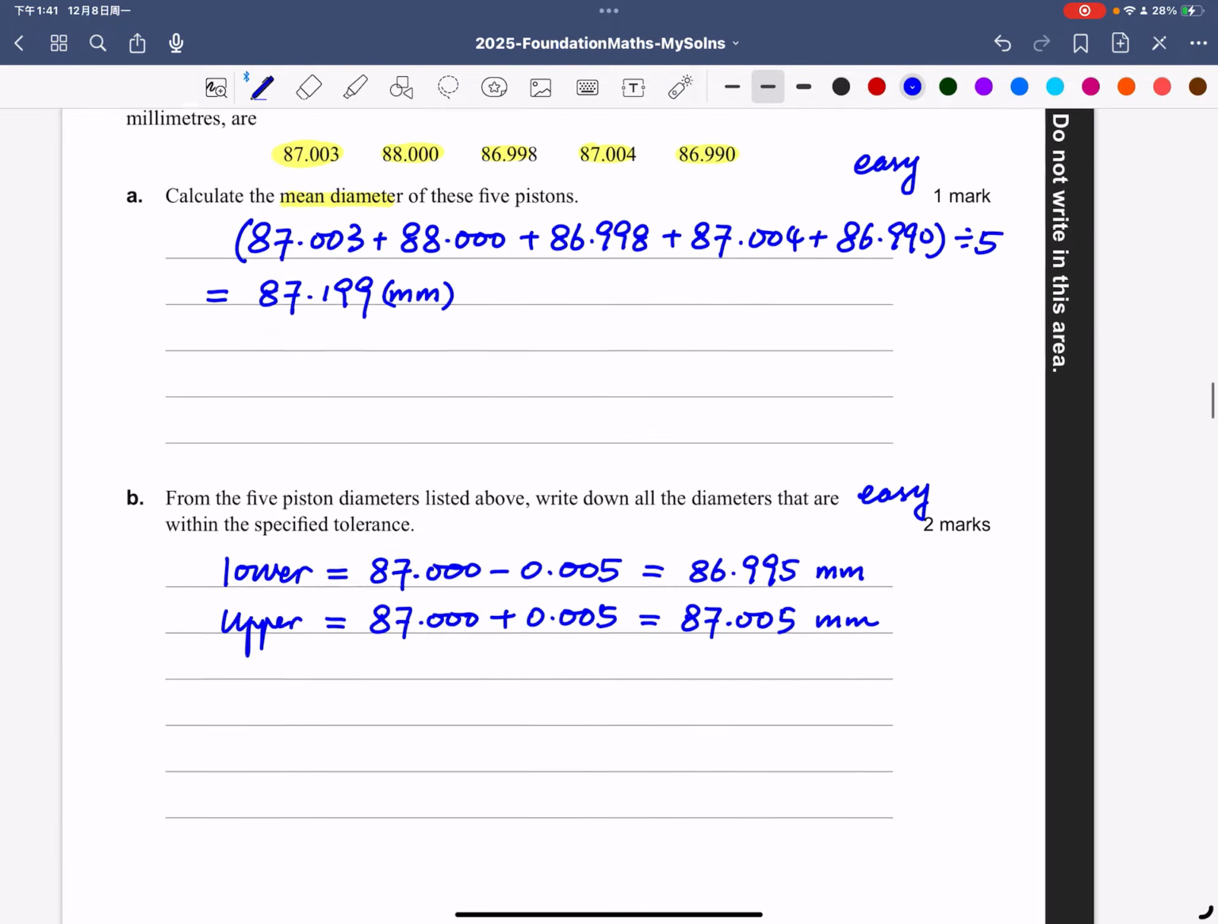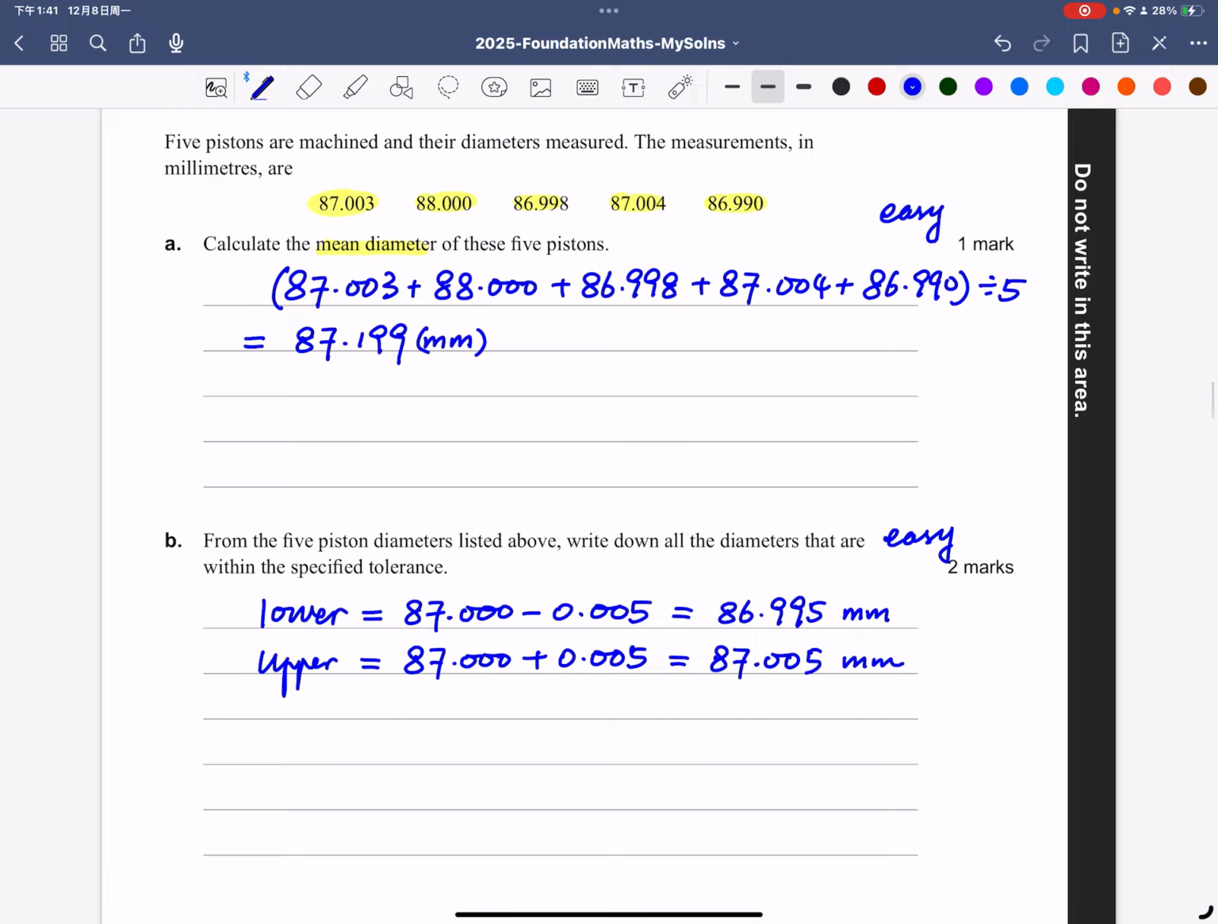And let's have a look at these five numbers. 87.003 is less than that, but greater than that. So this one is fine. And 88, this is even larger than my upper bound, so I don't want this one. 86.998, yep, slightly larger than the lower, but within the upper, so that's good. 87.004, yep, that's smaller than upper. And this one is even less than the lower bound, therefore I don't take that one.